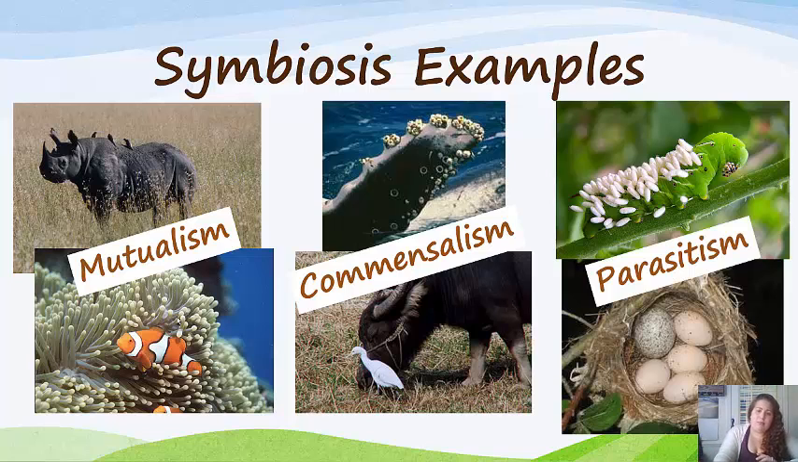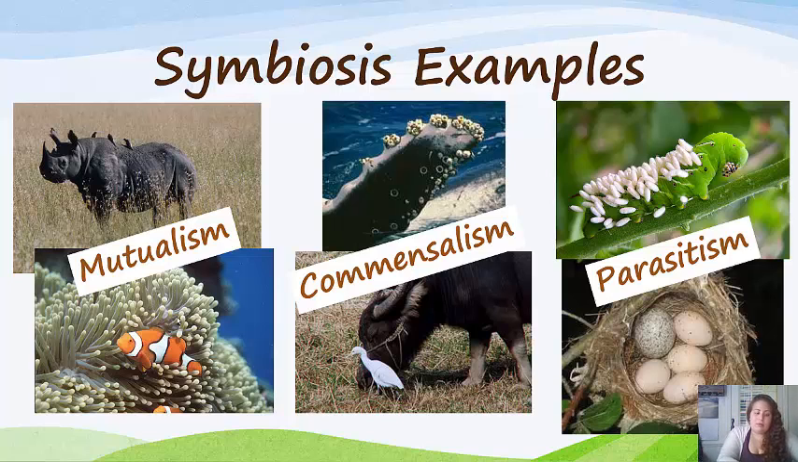And the last examples are parasitism. The top one is actually a picture of a specific type of caterpillar that a wasp lays eggs on. And as the eggs hatch, the wasps will actually eat the caterpillar as their first food source. So the wasps are getting a benefit of a place to lay their eggs and a food source for the babies, but the caterpillar is harmed. It's actually killed in the end.